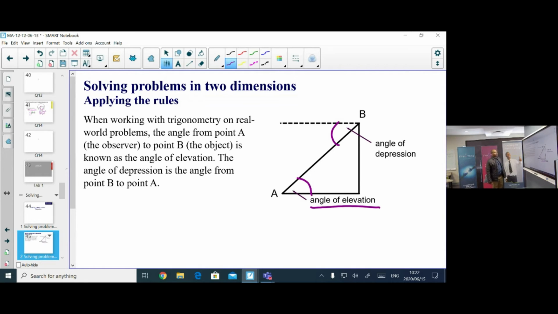In other words, you are looking down. So depression means down, isn't it? When you are depressed, you are down, your mood is a bit low. So the angle of depression is that which is looking down. And the angle of elevation is looking up from the horizontal to a certain point up at a certain distance. You're going to relate to this diagram as we go into the questions.